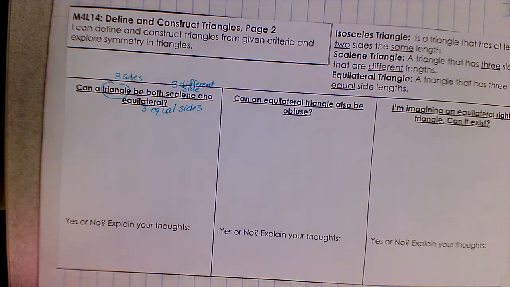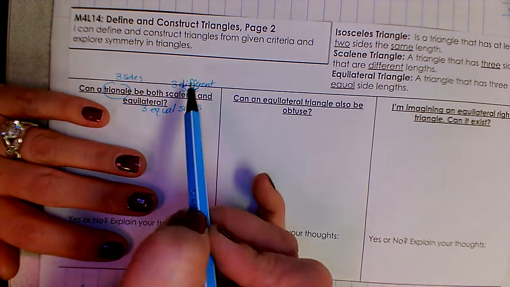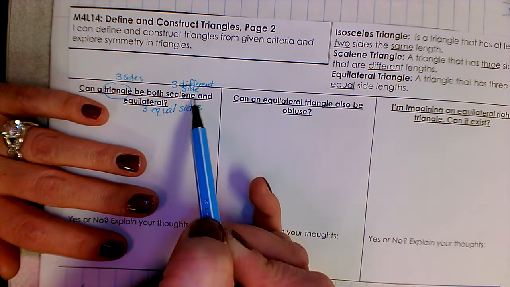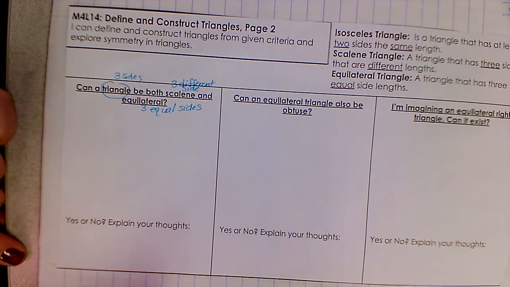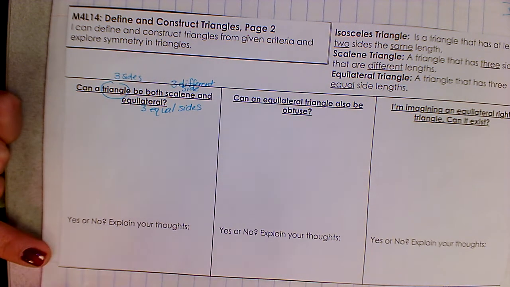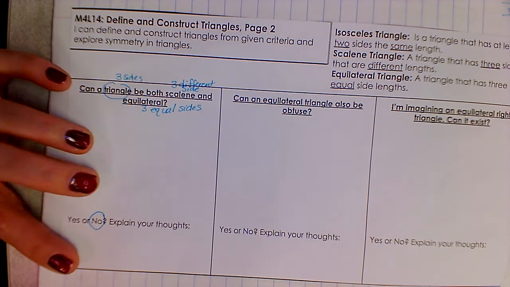Well, equilateral means it has 3 equal sides, so all the sides are the same length. But a scalene triangle has 3 different sides. So do I even need to construct it? I don't, because what's my answer already? Is that answer yes or no? If you said no, you're correct.